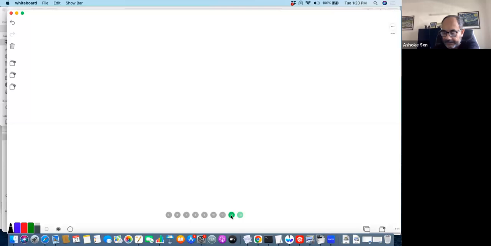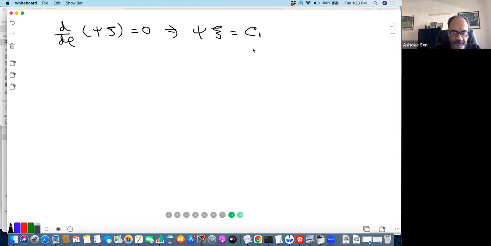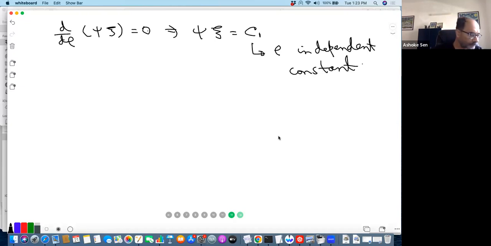Okay. So let me write this again here. So we get d/d rho of psi times xi equal to 0. That means psi times xi is equal to C1, where this is a rho independent constant. I'll now show that we can actually get rid of the C1. Okay, C1 can be set equal to 1. So let me see how it goes.